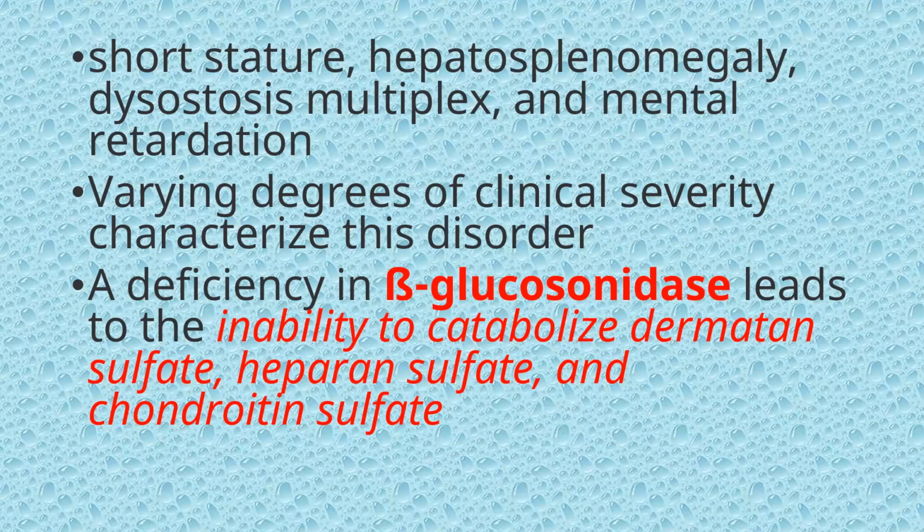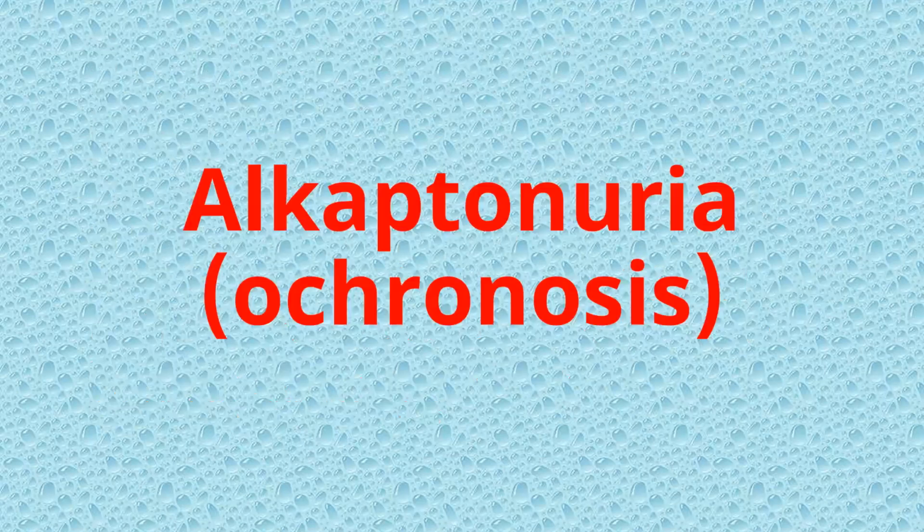A deficiency in beta-glucuronidase leads to the inability to catabolize dermatan sulfate, heparan sulfate, and chondroitin sulfate. So much for the mucopolysaccharidosis. This is the first section. I have two other sections, which I'll be talking about.